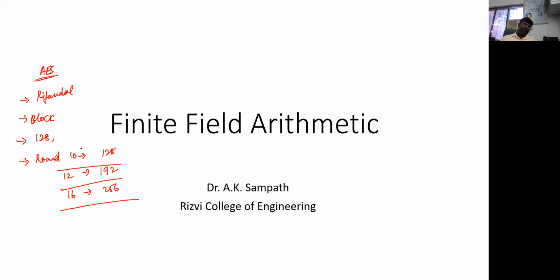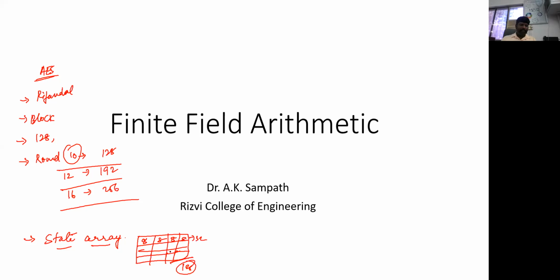So if I select a 10-round Advanced Encryption Standard, first there is a term called state array. What is meant by state array is that the entire 128 bits of information are placed in the state array, where we have 16 bytes of information. Here we are going to process the information in terms of bytes, right? Each byte is 8 bits, so adding all of this, we get 128 bits.